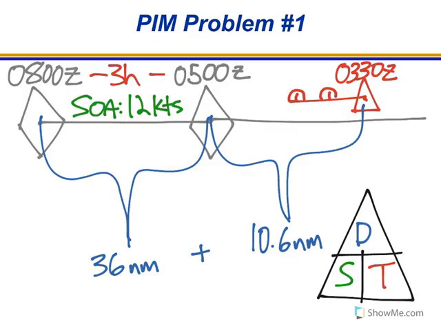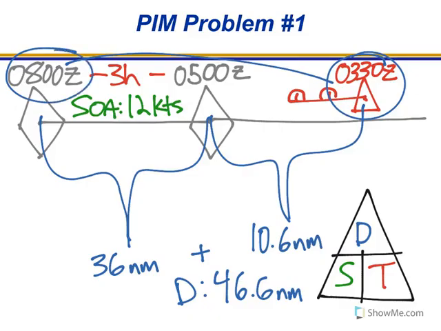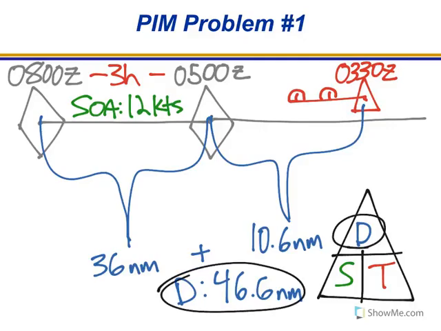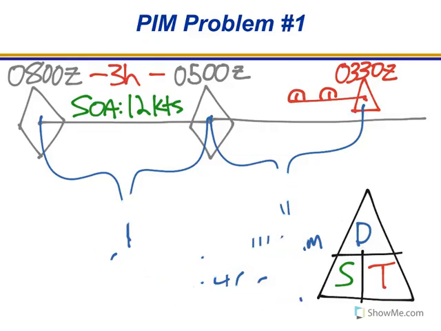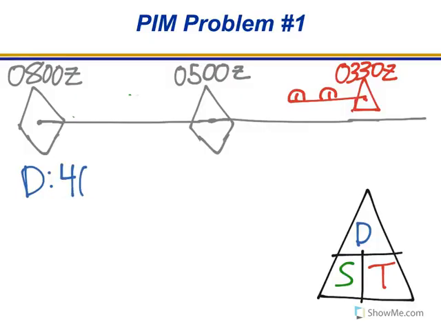So now we'll add these two together. The distance from us to the next waypoint is 10.6 nautical miles. The distance from that next waypoint to the next waypoint is 36 nautical miles. We'll add them together in our calculator and get 46.6 nautical miles. That's from our fix to the 0800 Zulu waypoint. So there is our distance that we're looking for, 46.6 nautical miles. Let's clean this up a bit. So we'll move this over here. The distance is 46.6 nautical miles.